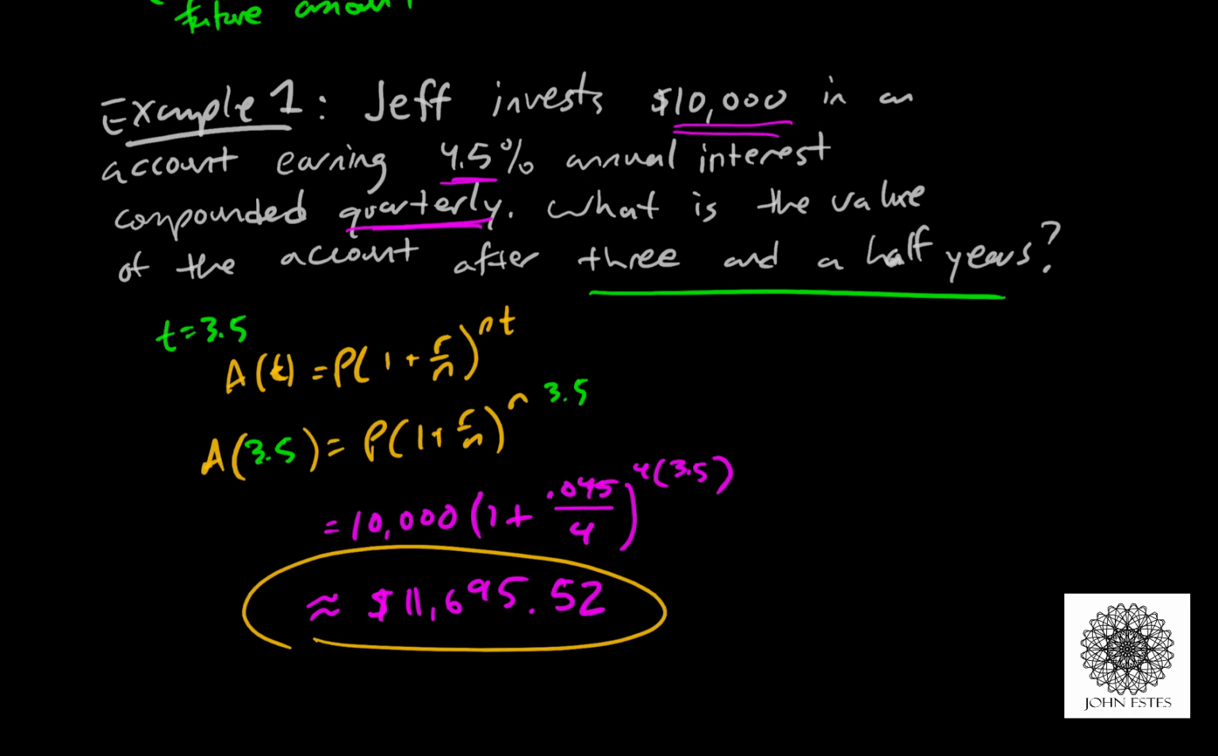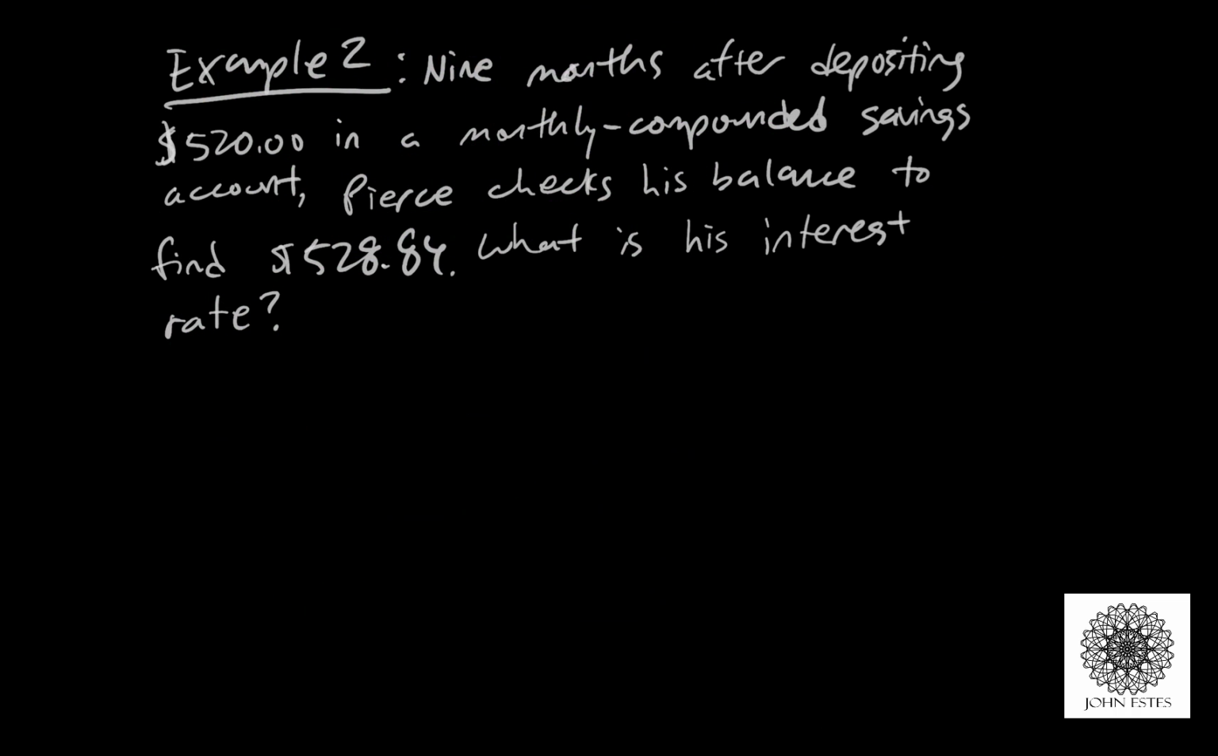Let's look at another example. So this time, in example 2, 9 months after depositing $520 in a monthly compounded savings account, Pierce checks his balance to find that he has $528.84. What was the interest rate? That's what he can't remember, and he can't find it anywhere. What was our interest rate?